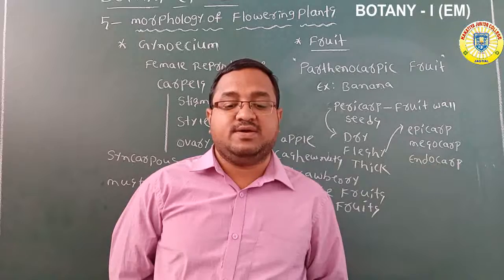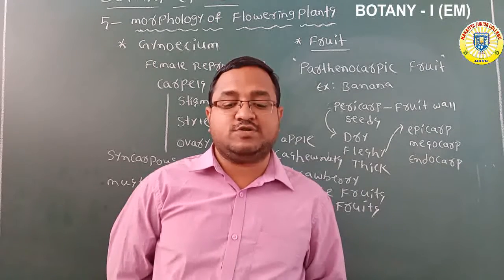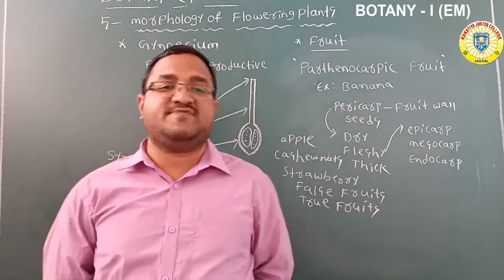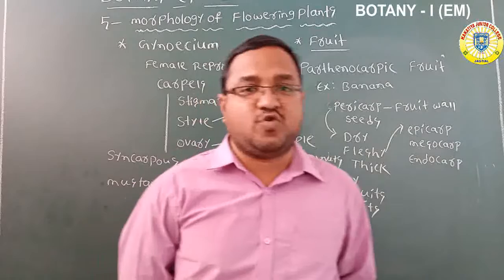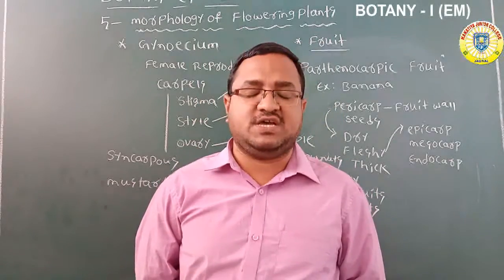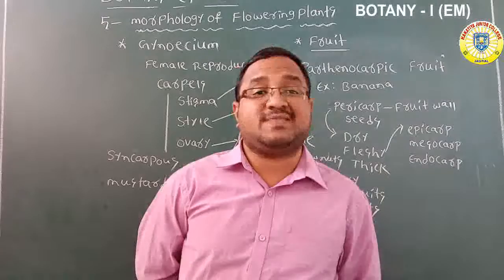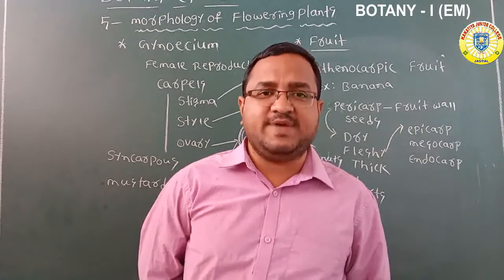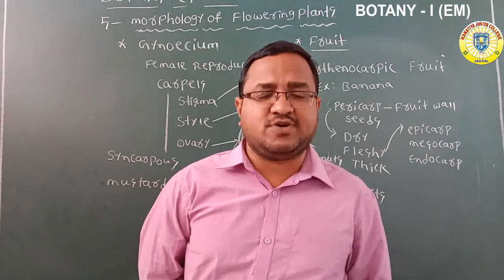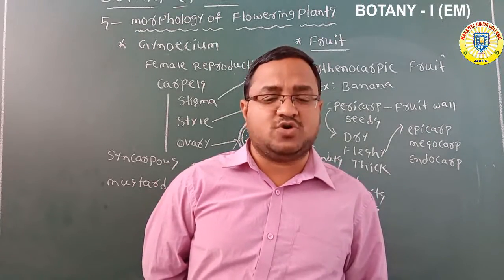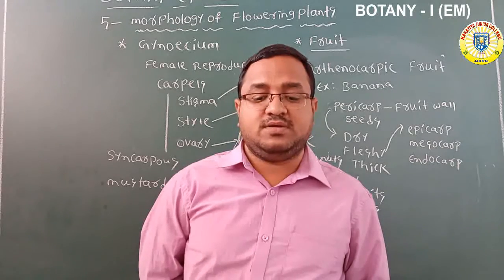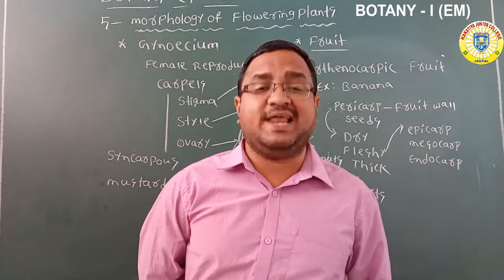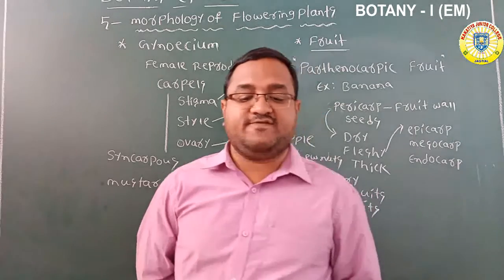So based on the nature of the pericarp, the fleshy fruits are classified into 5 types. In tomorrow's class we are going to discuss the classification of the fruits, especially the fleshy fruits, based on the pericarp. Fleshy means it has 3 layers: epicarp, mesocarp, endocarp. Dry means there are no layers; in the dry fruits the pericarp doesn't form any layers.